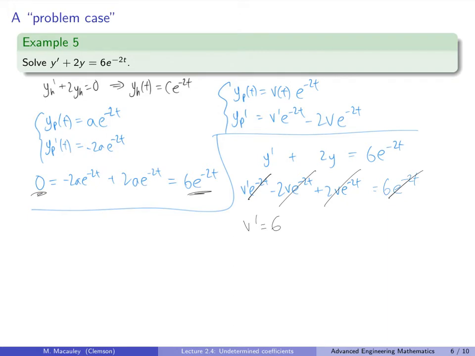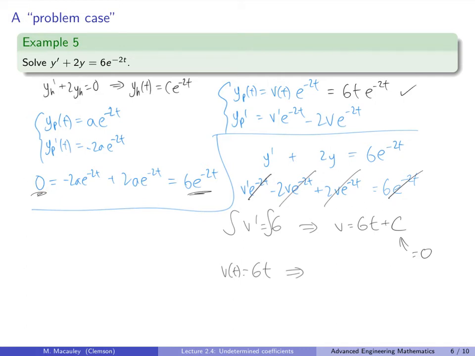Okay, so if v prime equals 6, then we integrate both sides, and we get that v equals 6t plus c, where c is anything. So let's make our lives easier. Let's pick c to be equal to 0. So now v of t equals 6t. And our particular solution up here is 6t e to the minus 2t. There we go. We found a particular solution.